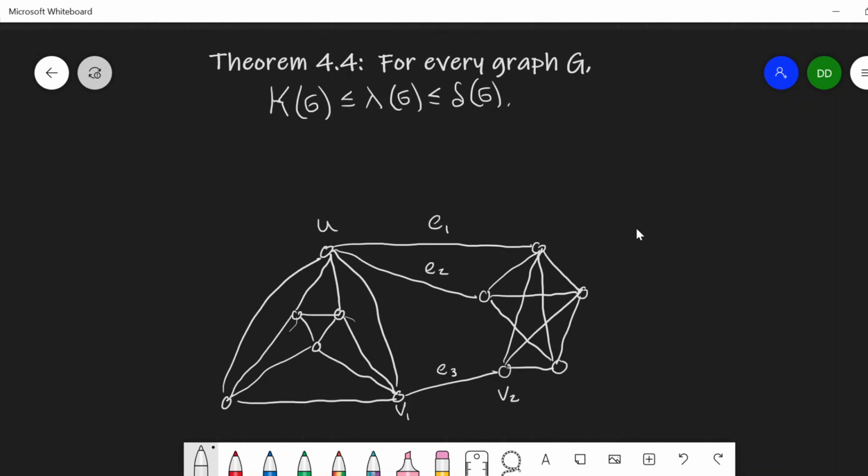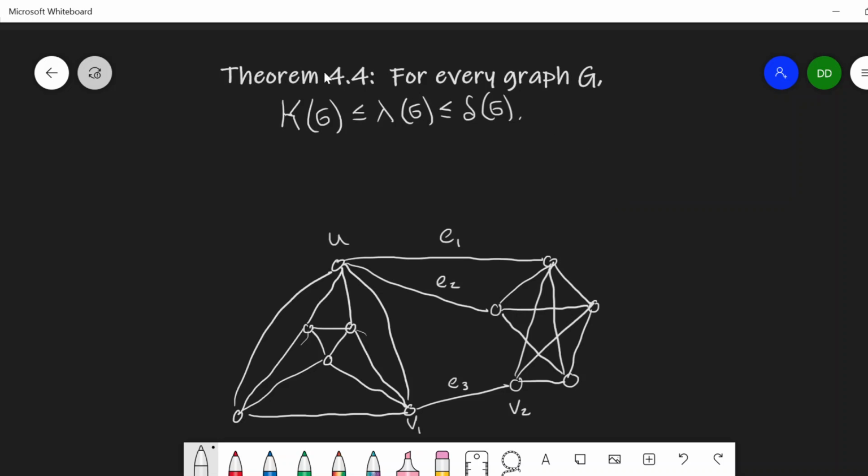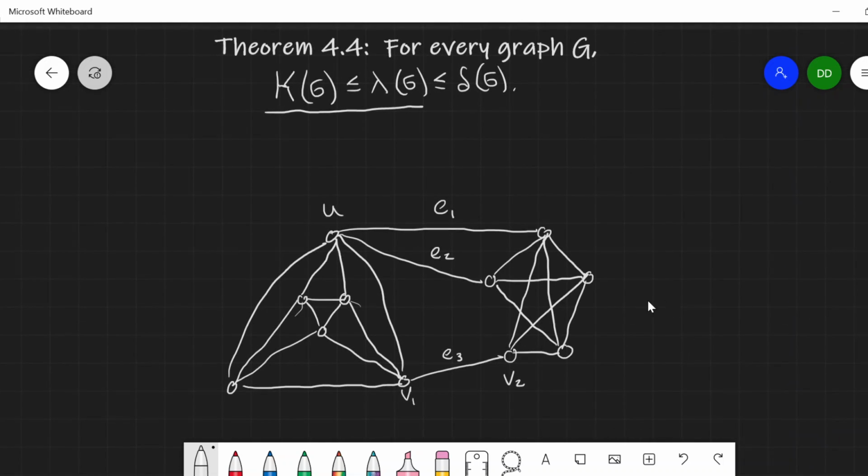So let's start there. Remember that Theorem 4.4, Whitney's inequalities, established that the vertex connectivity or connectivity of the graph is at most the edge connectivity, which is at most the minimum degree of G. In particular, I want to draw your attention to this part of the inequality. We see that vertex connectivity is bounded above by edge connectivity. And we've actually seen an example already of a graph where this inequality is strict.